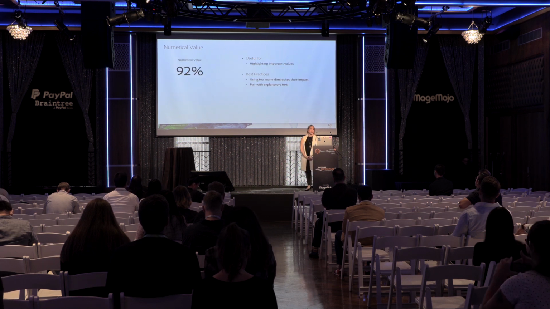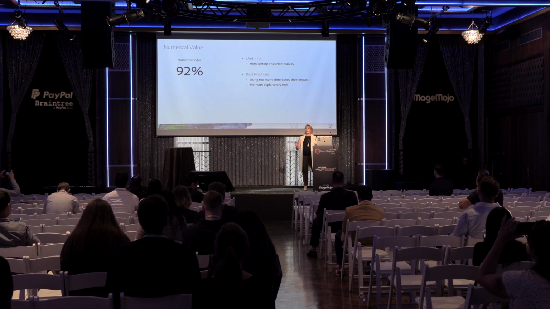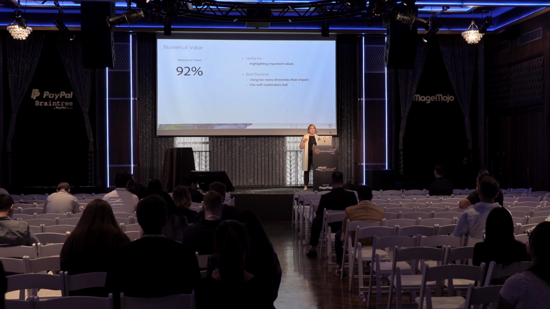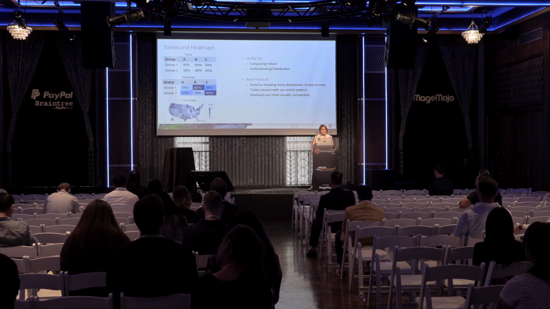And then we have a numerical value, which may seem very simple, but sometimes these are great just for highlighting a really important piece of data. You don't want to use too many of these because then they start to diminish that impact. And you always want to pair it with some sort of text that's giving it context so people know what they're looking at here.